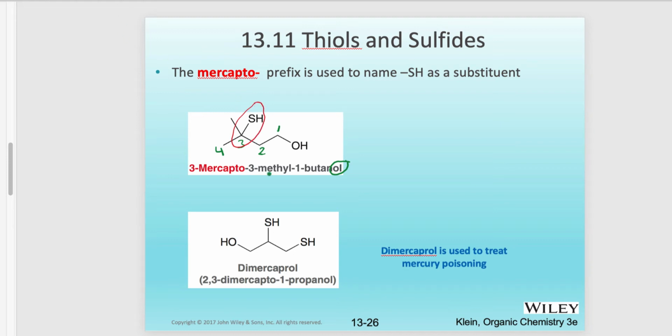When we are looking at the compound below, again, the alcohol has the highest priority. So this is our 1, then 2, then 3. And now we have a 2,3 indicator for these two groups. And then here, this compound has been used to treat mercury poisoning.